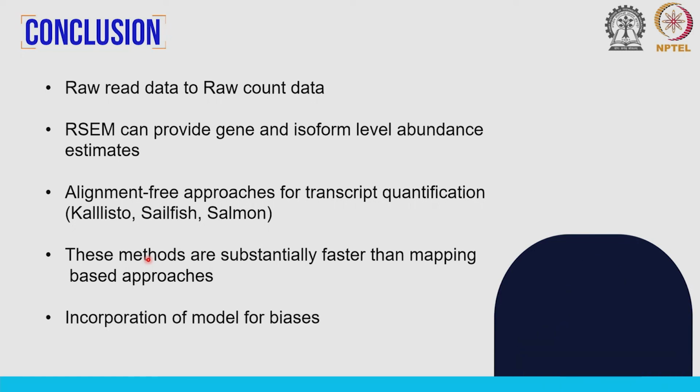Some of these models can also incorporate a model for biases. We have a lot of biases in RNA sequencing data, and some of these alignment-free methods can take those biases into account when quantifying transcript abundance. We will talk about these biases in much more detail, as well as the methods to deal with them, in the next class.